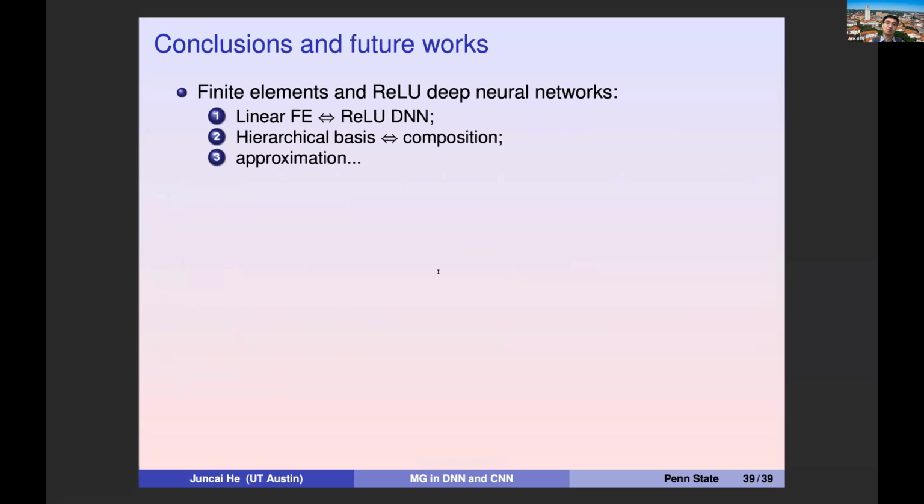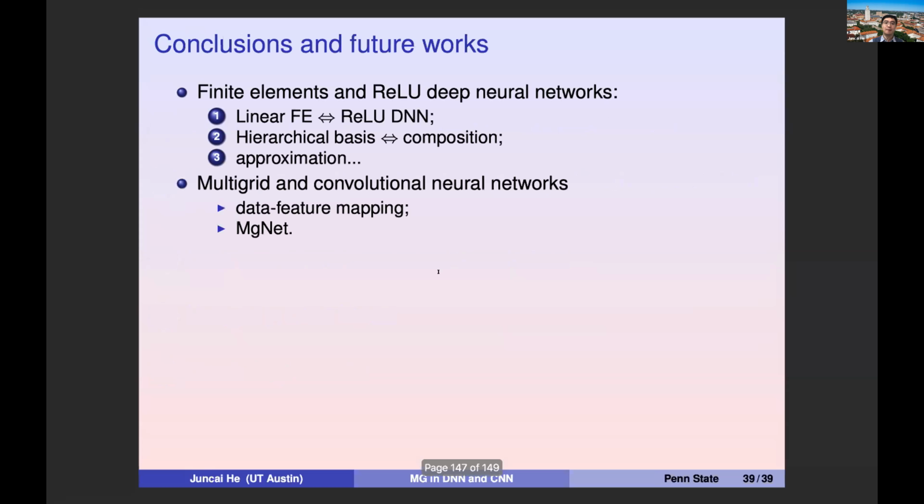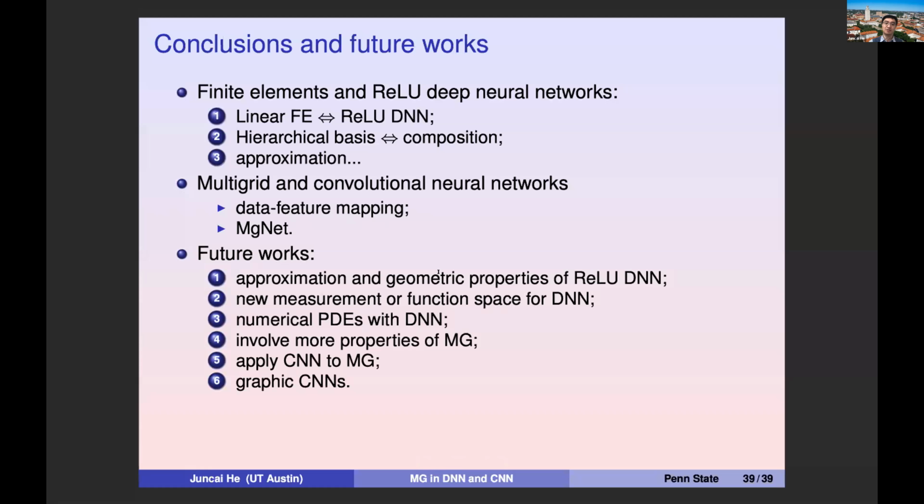Okay, so the conclusion is, okay, if we involve multigrid and the DNN, we found that if we involve the hierarchical basis idea, we will have some new, very interesting mathematical features to understand why depth is useful for DNN. And the other one is, okay, we will just say that MgNet is just saying multigrid, with just a minor modification.